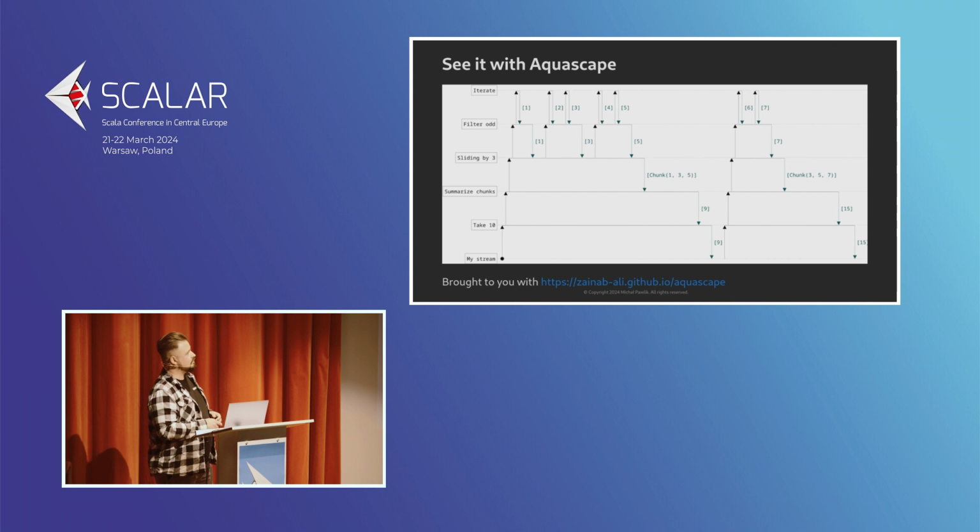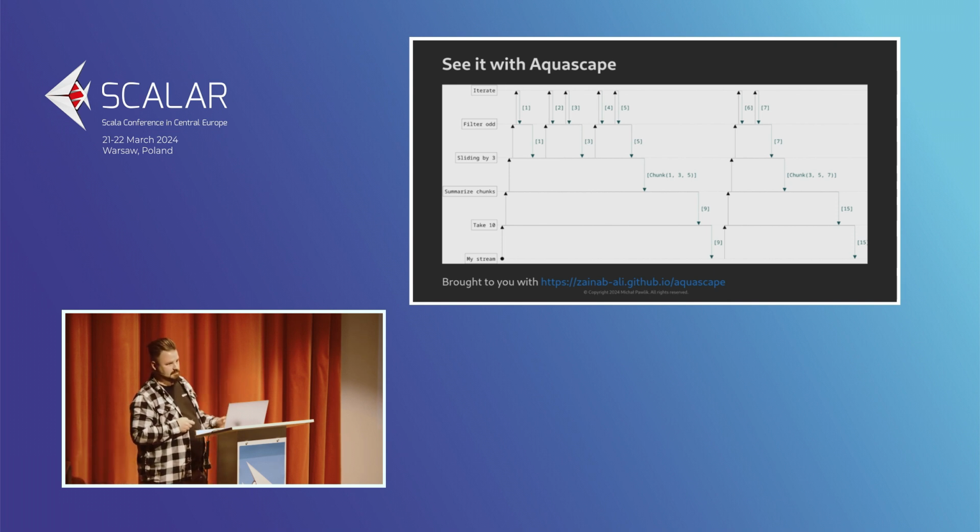So we do sliding, and we produce this chunk 1, 3, 5. That makes sense, and since we don't filter or anything, we can summarize the chunks, so we add them up, there is 9, and since we are taking 10 elements, and we have taken none as of yet, we take the 9. And the thing goes on, so we can now move on to the iteration.